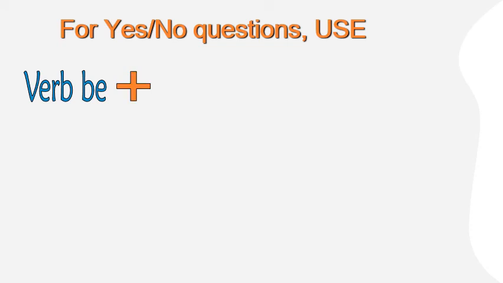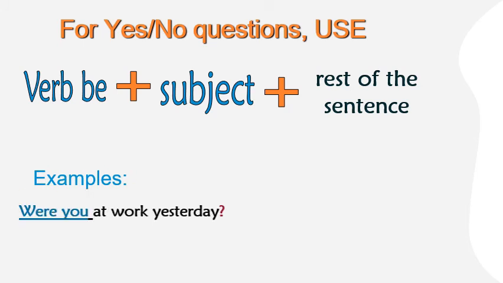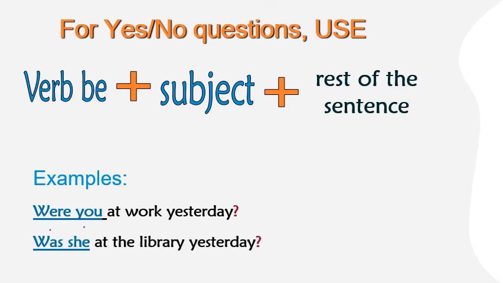Also, because verb to be differs from did, I have verb to be and then the subject, like was he playing, for example, or the rest of the sentence. Were you at work yesterday? So this is verb to be and then the subject, then the rest of the sentence. Was she at the library yesterday?